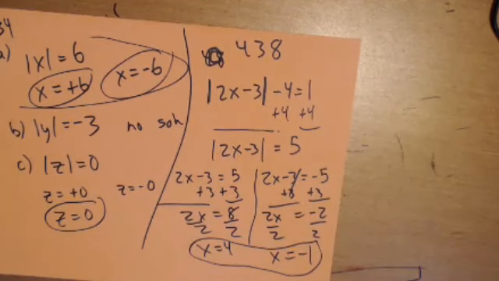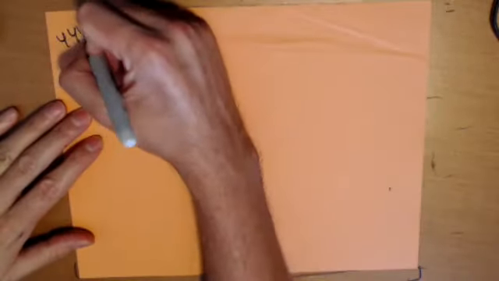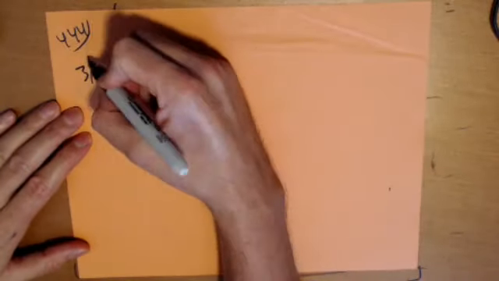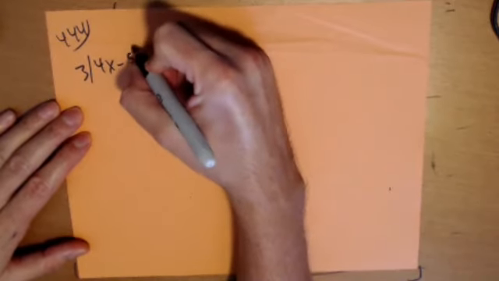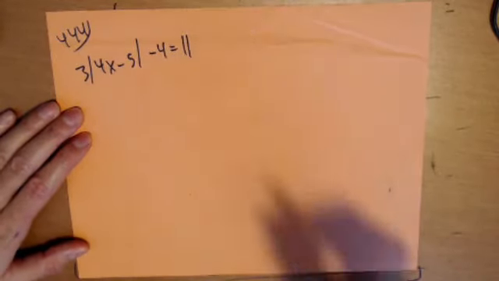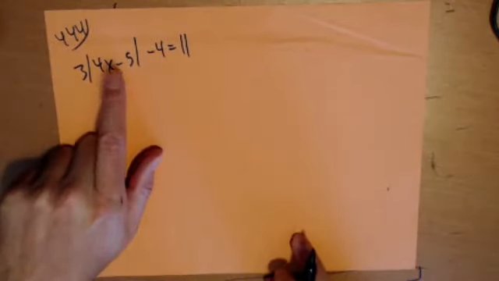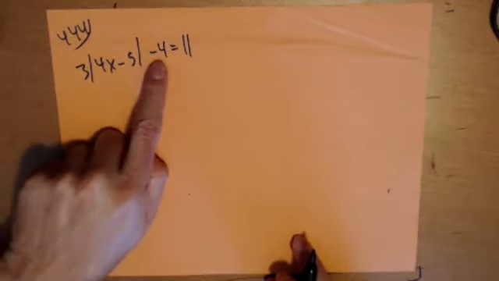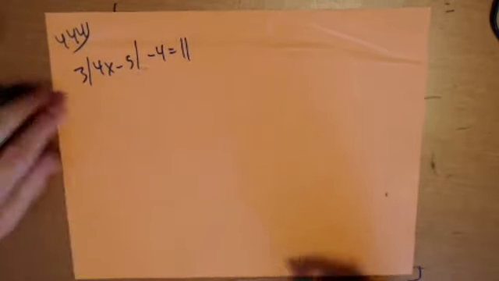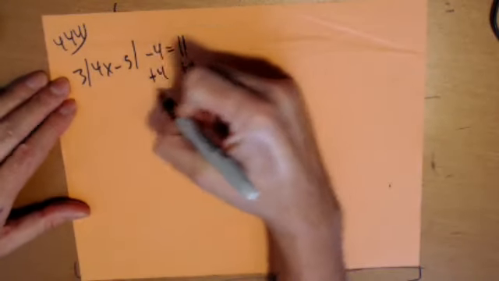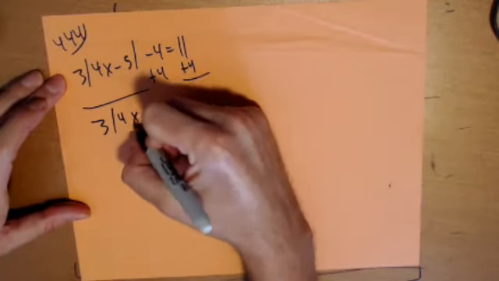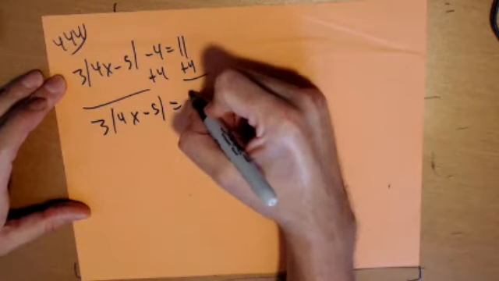Let's try number 444. Now that this is all making sense. 444 says 3 times the absolute value of 4x minus 5, minus 4, equals 11. So we said earlier, in order to play the game, we need to get the absolute value bars completely alone. Okay, so we need to get rid of that minus 4 and that 3. Let's get rid of that minus 4 first, right? Add 4, add 4. So that's 3 times the absolute value of 4x minus 5 is equal to 15.